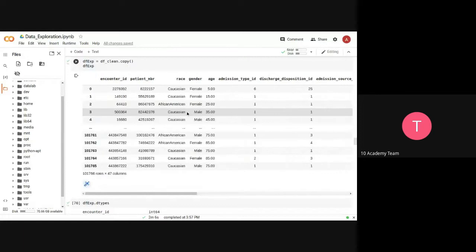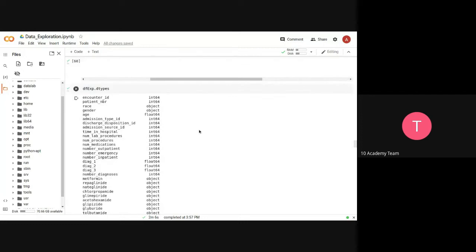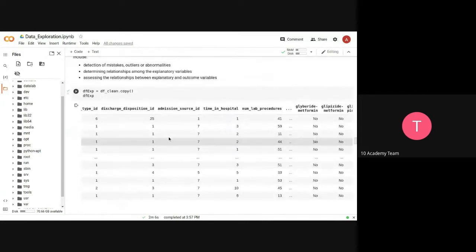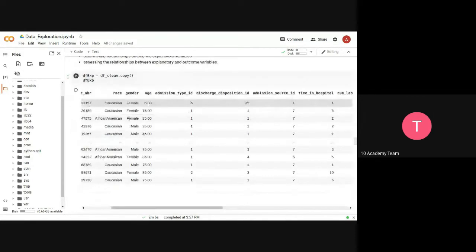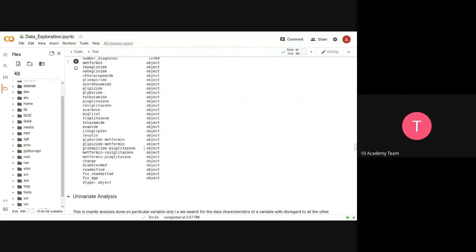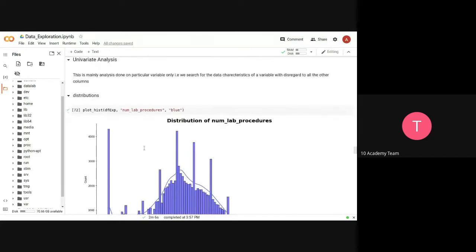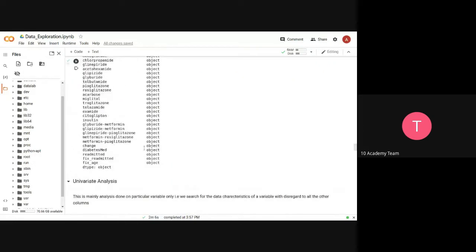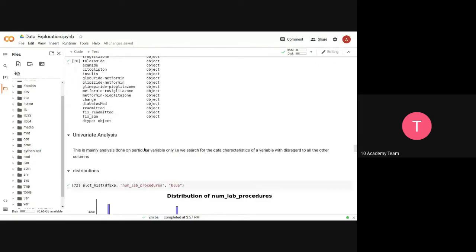So we're going to start off with the same data frame, but the one which has already been cleaned. So as you see, what we're just doing here is copying the data frame into a new variable, and seeing what types are. Okay, so let us first start with univariate analysis.